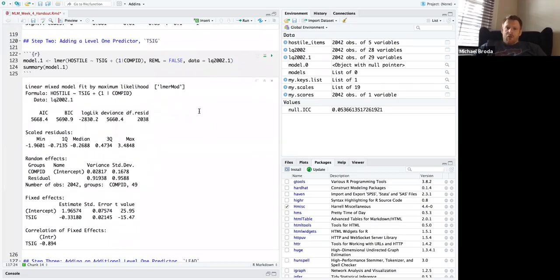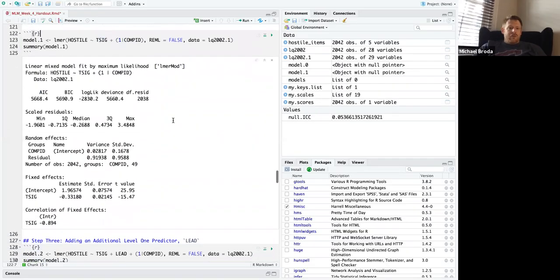So now we're going to start adding predictors, getting into the fun stuff. We're interested in task significance, so let's add in task significance. I'm going to call this model.1. Again, the notation and everything is exactly the same. All I've done is add a predictor, tsig, plus my random effect at the company level, my random intercept. And then I get a summary. So I'm going to run this.